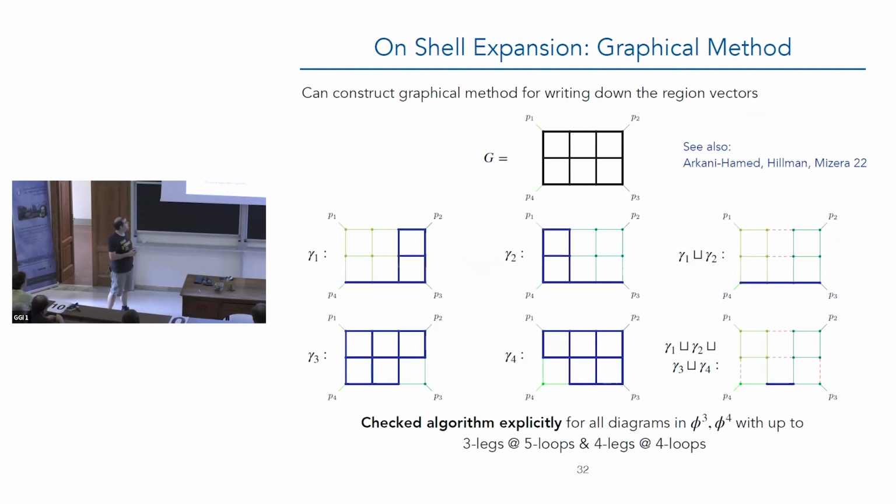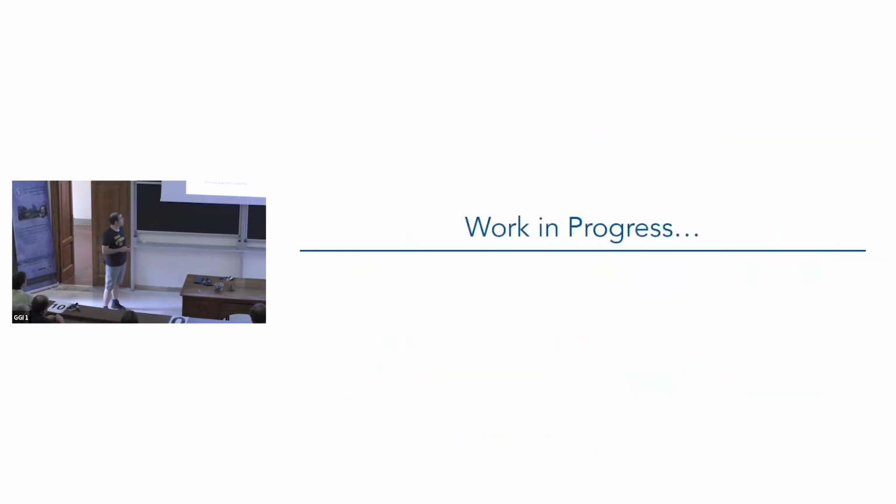In particular, we found a graphical method for identifying the region vectors. So you don't go via the Newton polytope at all, but you simply have a graphical method in a particular type of expansion that allows you to identify exactly which regions you will get just by looking at the graph.